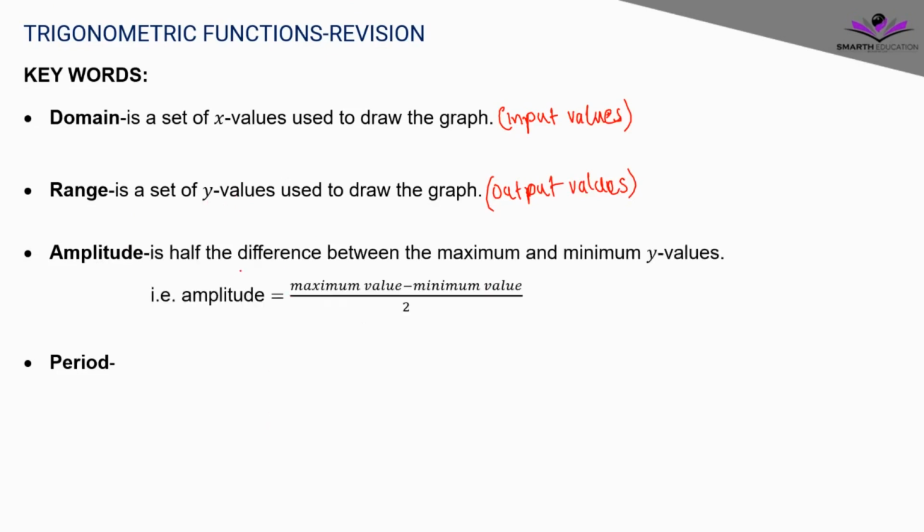The amplitude is half the difference between the maximum and minimum y values. We use this formula. Please make sure that you use this formula every time. Don't just look at the graph and think that you can read the amplitude from the maximum value. No, we have to use the formula, this formula. We'll do this as we do examples, right? Then the period, right, is the number of degrees to complete a cycle. Let's discuss these concepts in detail.